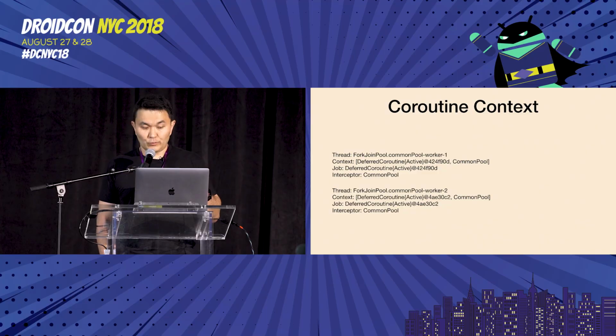Here's what happens when we call those two async coroutine builders. Each one of them will print this. You can see that they're both in the same common pool, because I did not specify the context to that async call. By default, it uses the default dispatcher, which happens to be the common pool. It also shows which job they're associated with, and you can see that those two are actually distinct jobs.